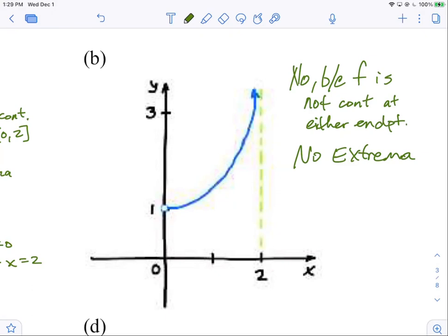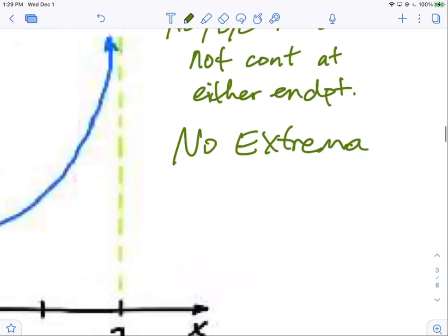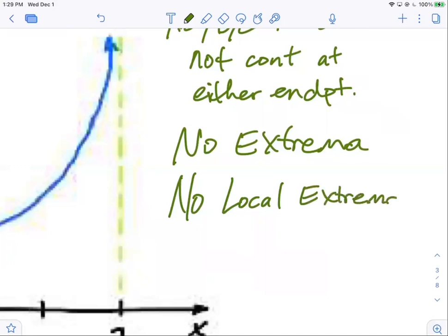If there are no critical values, do we even need to look for local extrema? No, because local extrema only occur at critical values. So not only does it have no extrema, it has no local extrema. And that's answering 2 different questions.